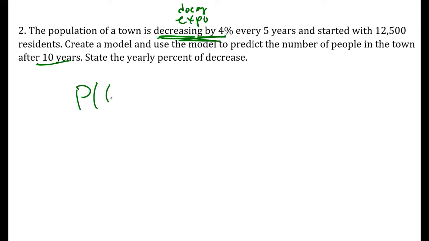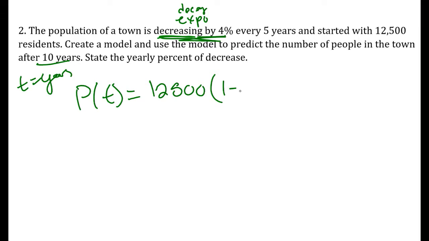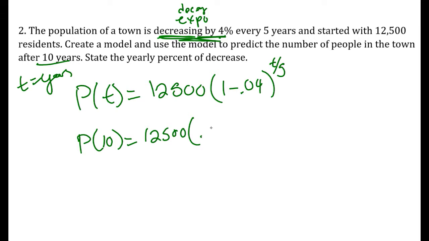So the population after t years, well, let's say t equals years, is I'm starting with 12,500. I'm decreasing by 4%, 1 minus 0.04 to the t, but it doesn't decrease every year, it decreases every 5 years. So I'm going to divide by 5. Well, after 10 years, p of 10 equals 12,500 times 0.96 to the 10 over 5.